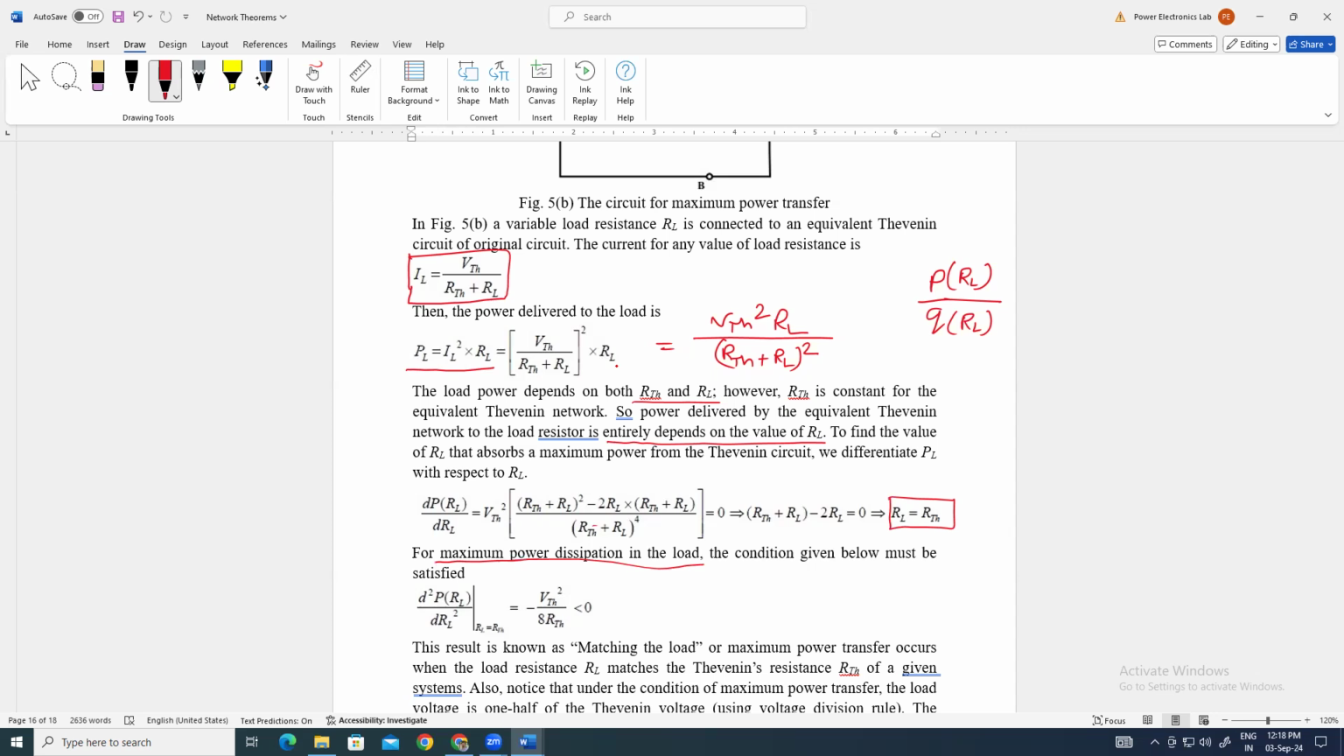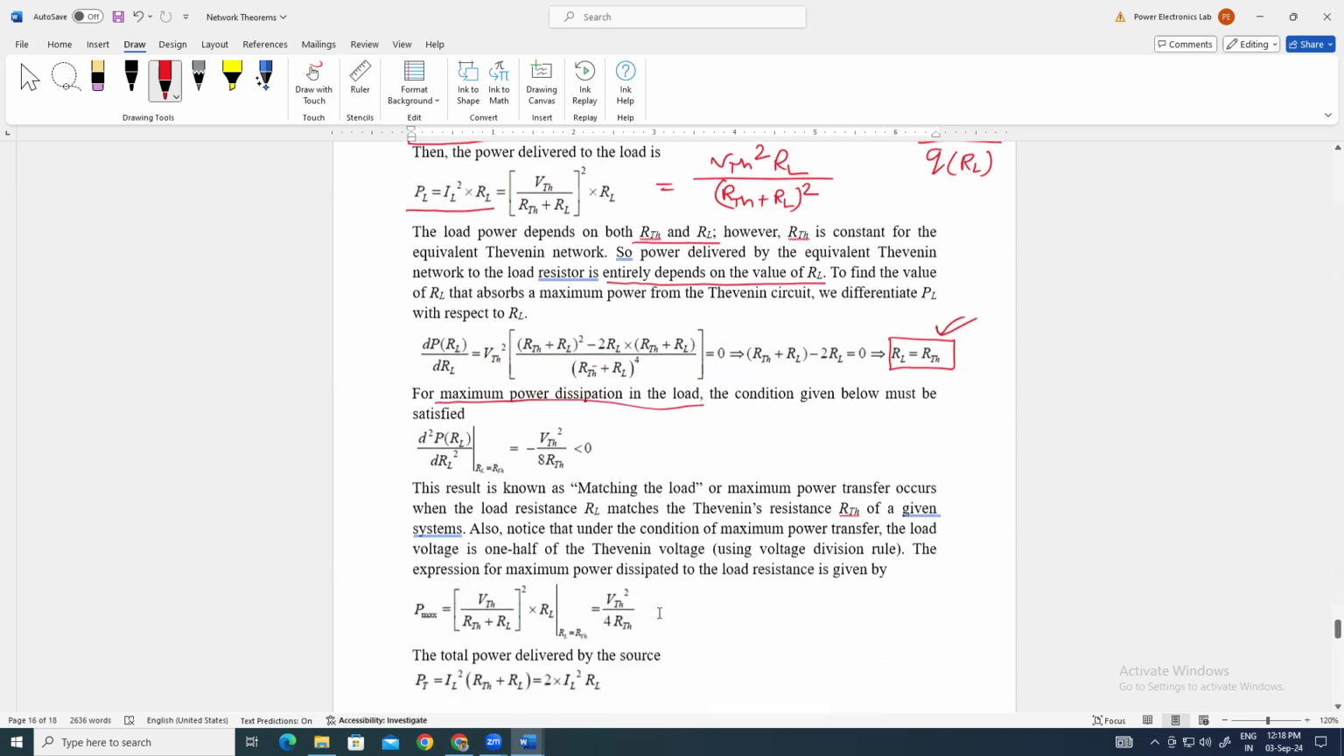That will be a negative value. So if double differentiation is negative, we will get a maximum value. Okay. So that's why for this value of RL, we are getting the maximum value of power. So that's why it will give maximum power at this particular condition.